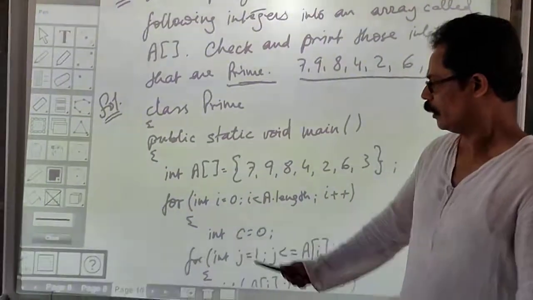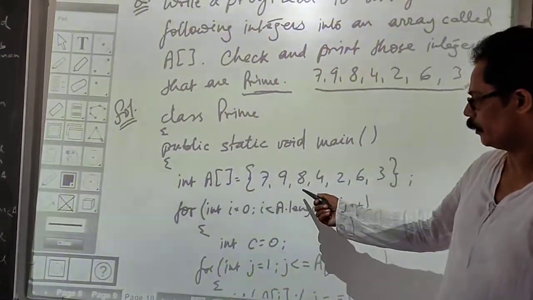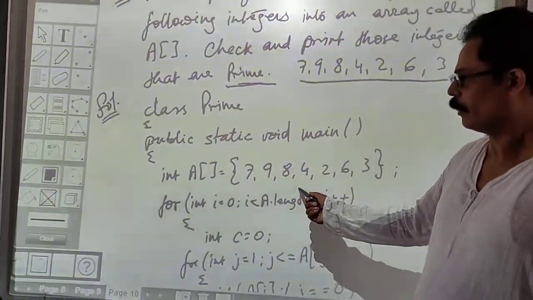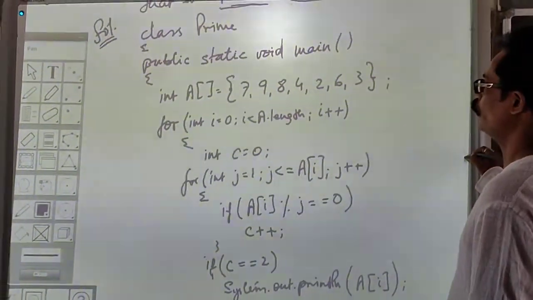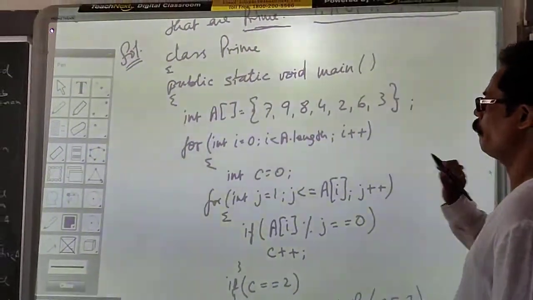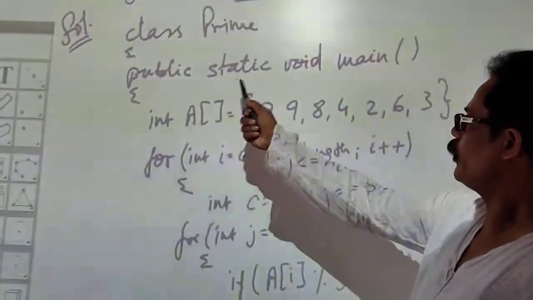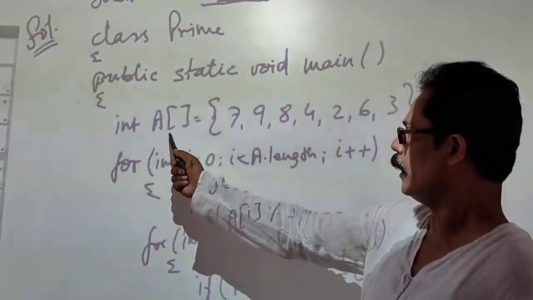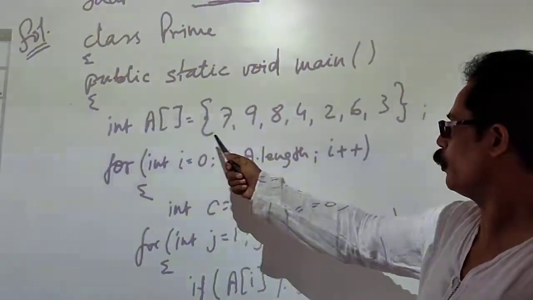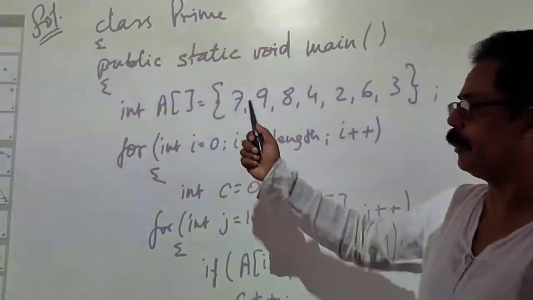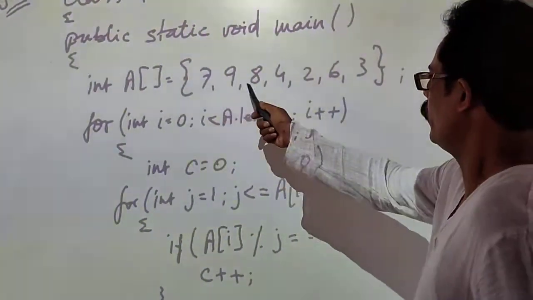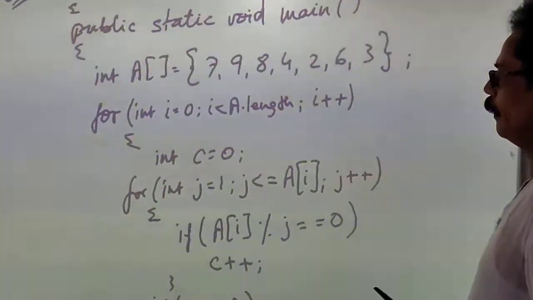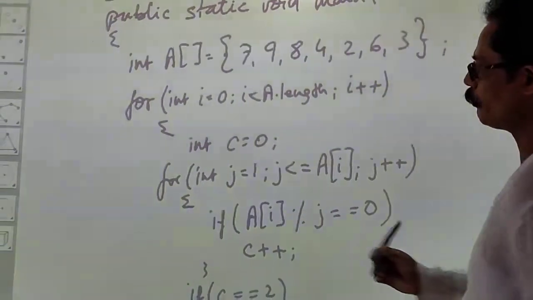then in such cases, we'll have to use this kind of approach, that is, to assign the values in the program. This is how we do it. So let's see this program here. We have the values: class prime, public static void main, and we have int A[] equals, within curly brackets, because remember that all the elements are placed within the curly brackets, 7, 9, 8, 4, 2, 6, 3.